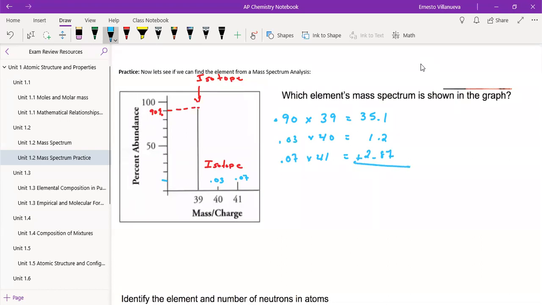35.1 plus 1.2 plus 2.87. That gets me right around 39.17. So this is the average atomic mass, or the AMU. Let's take a look and see what lands in that ballpark. We got argon, which is 39.95. We have potassium, which is 39.10.